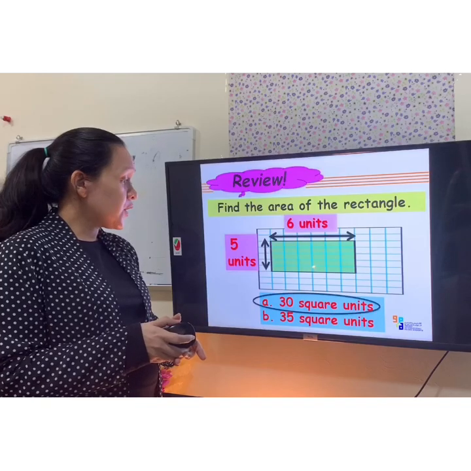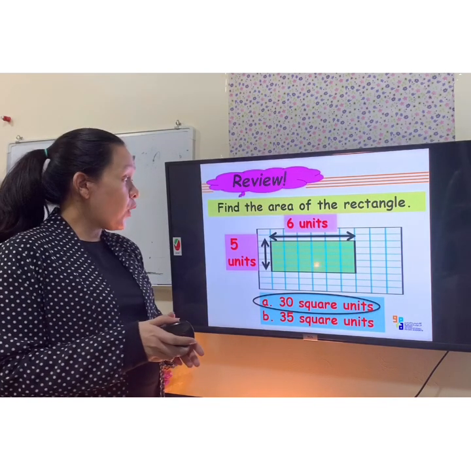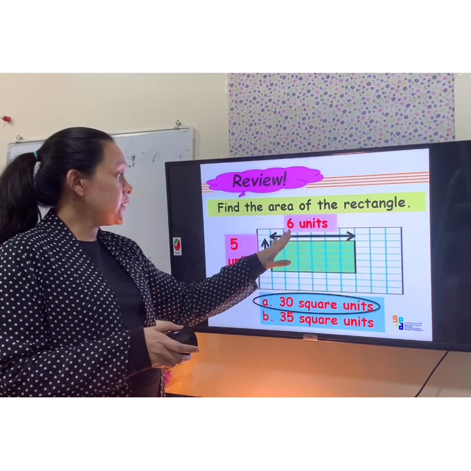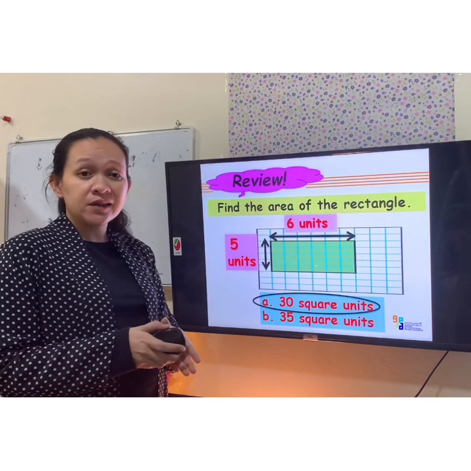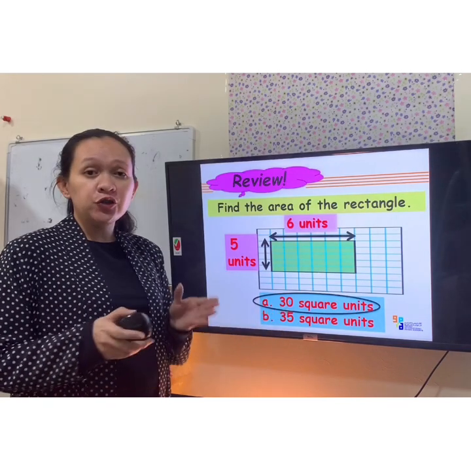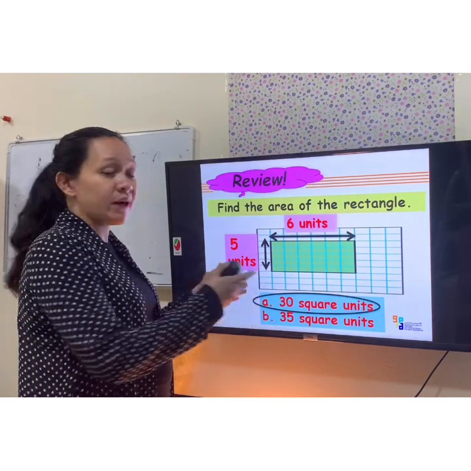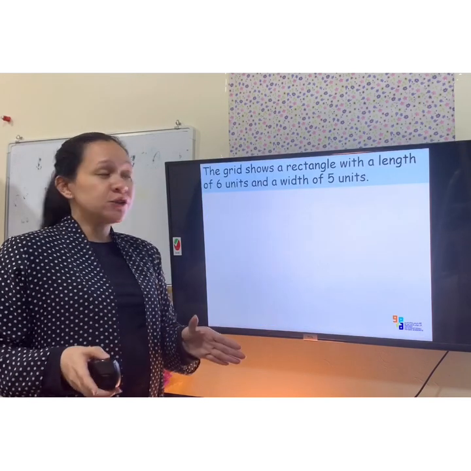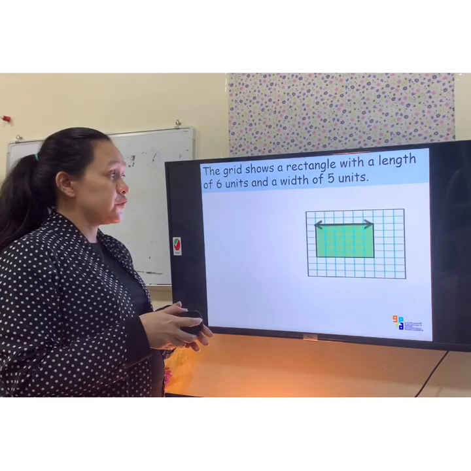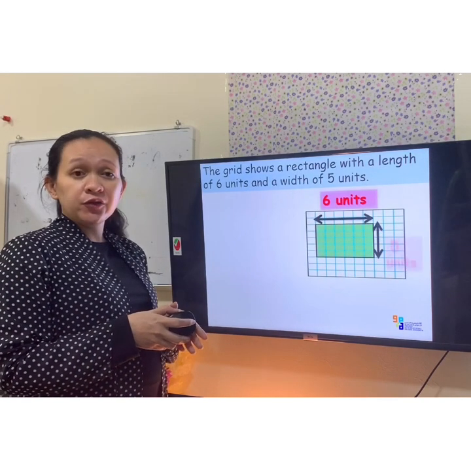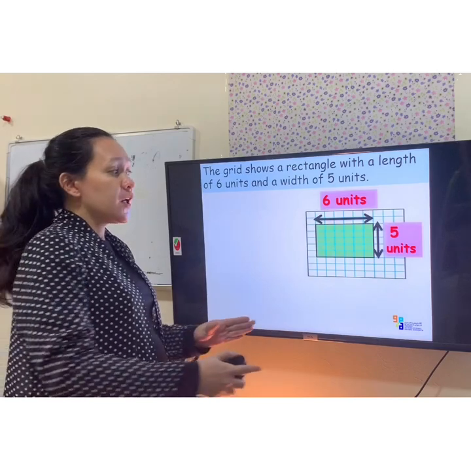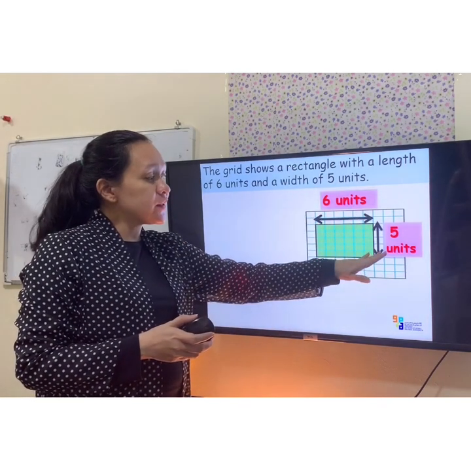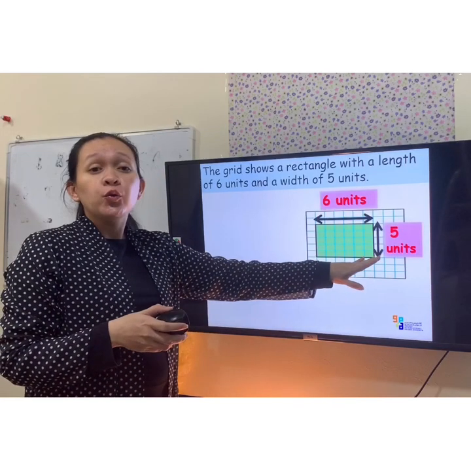Yes, the answer is 30 square units. Why? If we multiply the length, which is 6 units, by 5 units, the answer is 30 square units. So the area of this rectangle is 30 square units. The grid shows a rectangle with a length of 6 units and a width of 5 units. Again, this is the longest side, so this is our length. This is our shortest side, so this is our width.